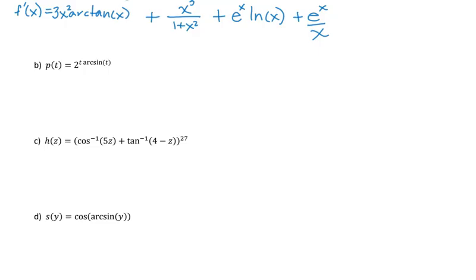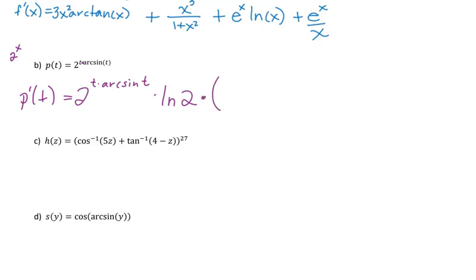I've got 2 to the t times arc sine of t. So I do see a product in there, but it's not the big thing. The big thing, the last operation here, is raising 2 to a power. So that means that I have an outer function 2 to the x, and my inner function is t times arc sine t. So p prime, we'll start with the shortcut for 2 to a power, which is 2 to that power, multiplied by the natural log of 2. So that's not a chain, that's just the outer function shortcut.